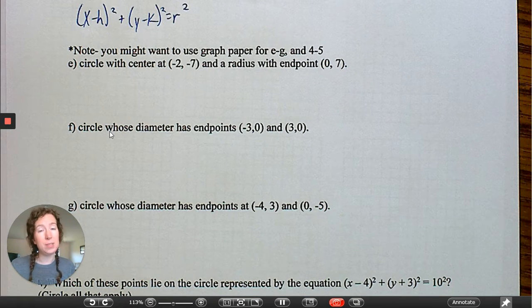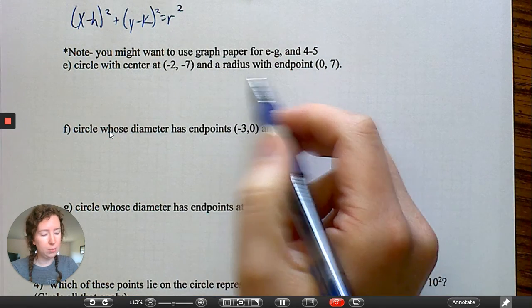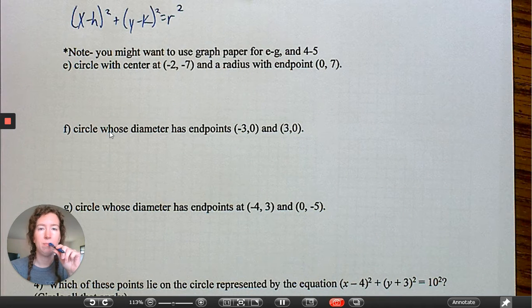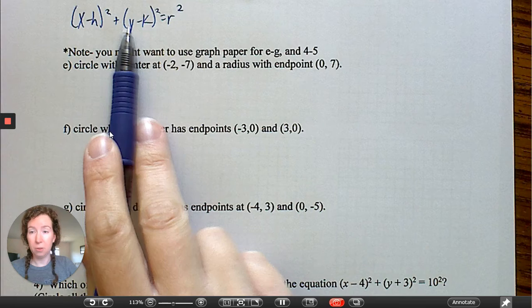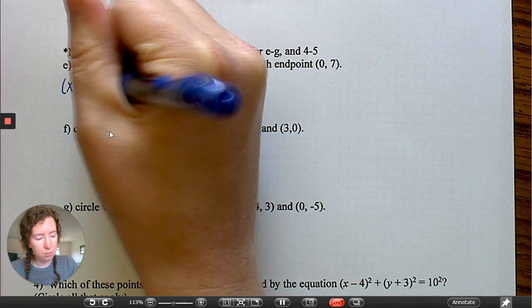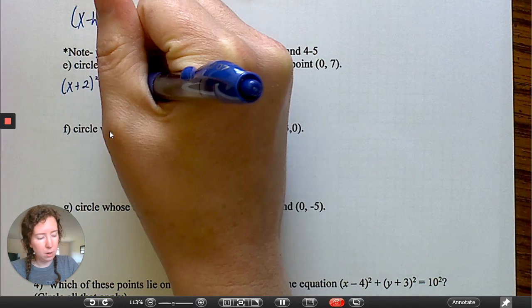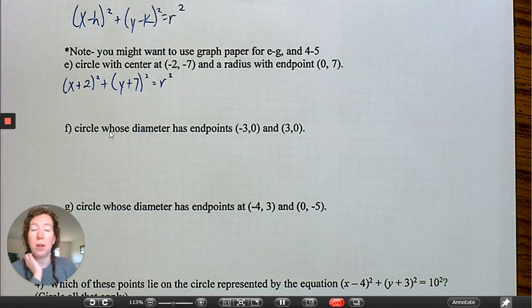So we still need the center, we still need the radius. So we have a circle that has a center at (-2, -7), and the radius with an endpoint of (0, 7). So they're giving us the center, but they're not specifically telling us how long the radius is. We can start by filling in the first part of the equation. We get (x + 2)² + (y + 7)² is going to be equal to some r², which we don't know yet.